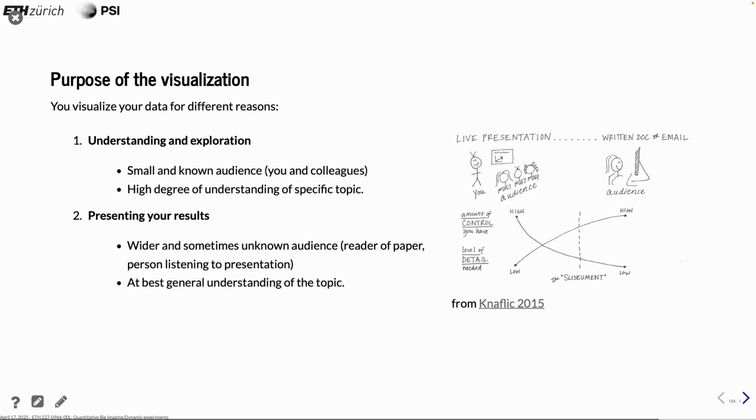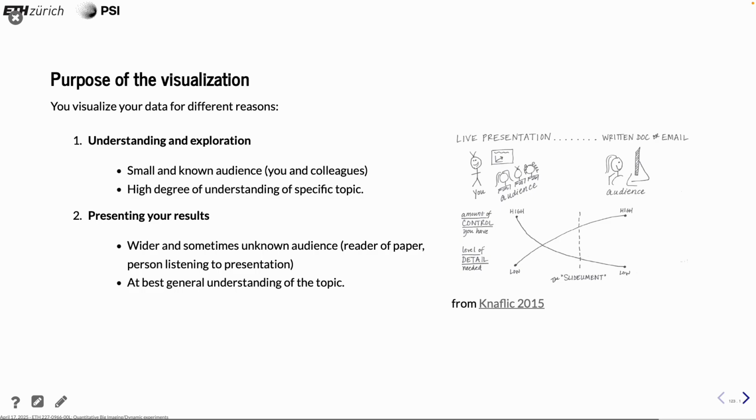The other one is presenting your results to someone, and then it's often a much wider audience and unknown. You usually don't know really who's sitting in the room when you present something. There could be also the reader of a paper or audience when you give a talk. And at best, you can assume that they have a general understanding of what you're talking about.